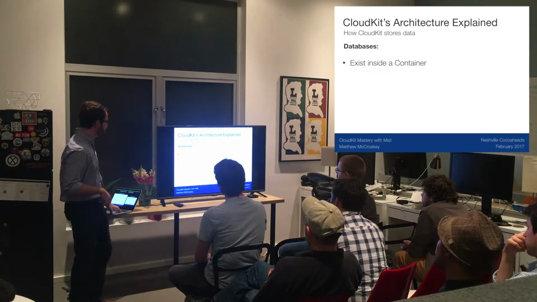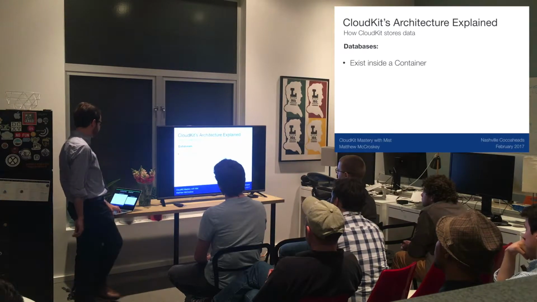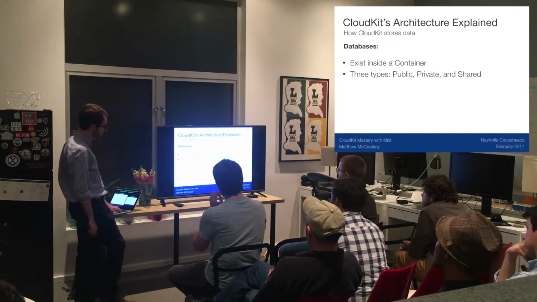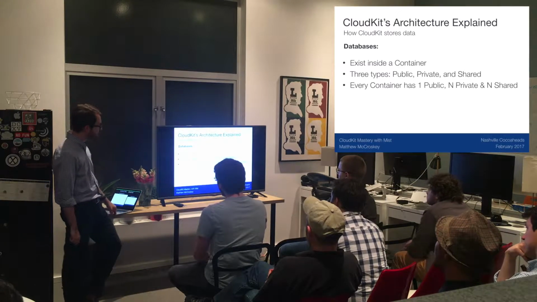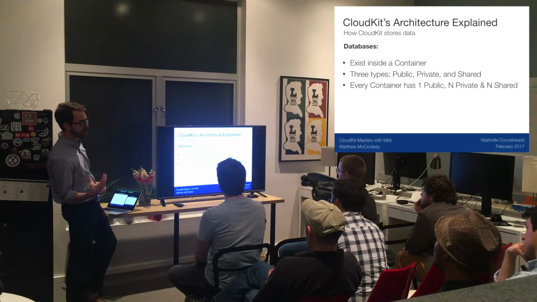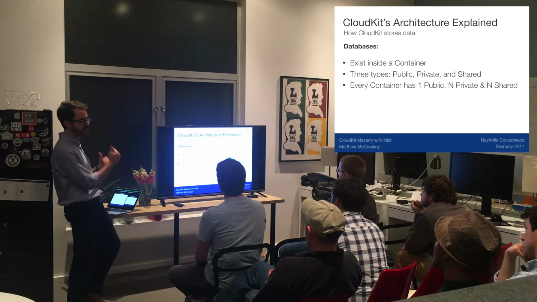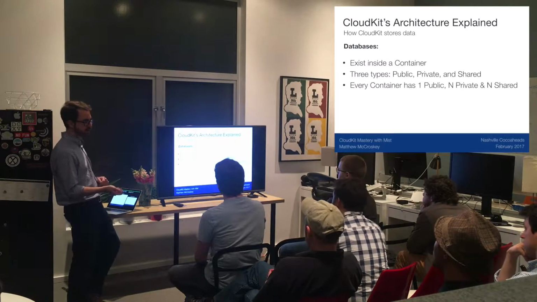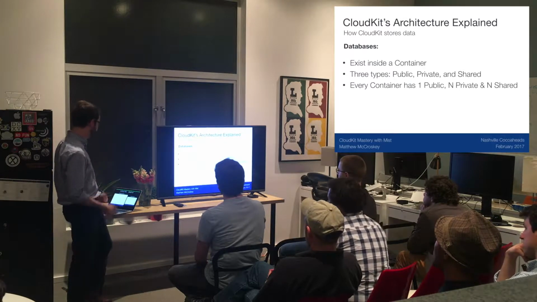Inside the container is a database. There are 3 types of database in every container: public, private, and shared. Every container has exactly 1 public database, and then n private and n shared databases, where n is the number of users in that user table. Said another way, every user has their own private and shared database, and then everyone shares 1 public database.